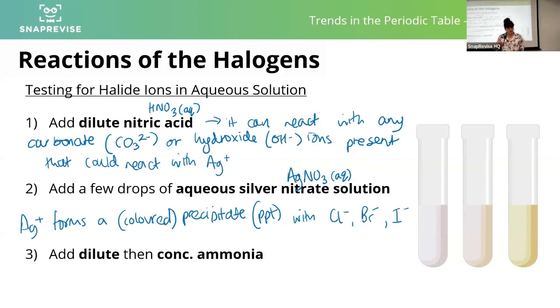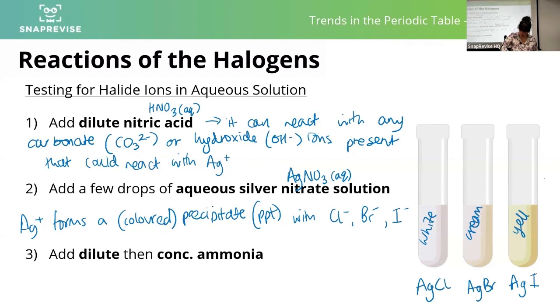So add dilute. Why do we add dilute and then concentrated ammonia? What's the point? I forgot to say, this is AgCl, this is AgBr, and this is AgI. I'm ever so slightly going to go into our break here. Apologies. And our precipitate colours are white, cream, and yellow. We need to know these off by heart, so make sure you learn them.